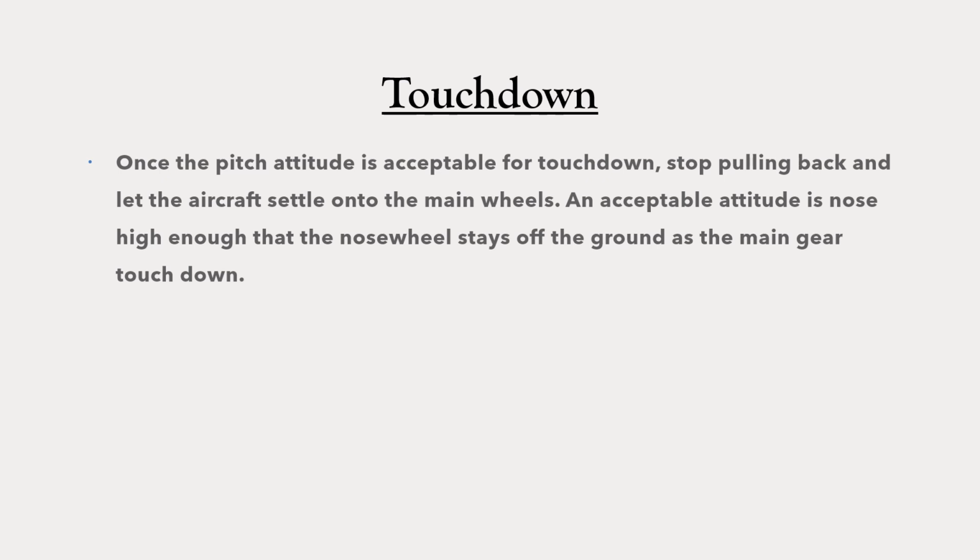So once you have a pitch attitude established that is an acceptable pitch attitude for touchdown, then you stop that gradual pulling back and you let the aircraft settle down onto the main wheels. So what do I mean by an acceptable attitude? You want it to be nose high by enough that the nose wheel is going to stay off the ground as your main gear touch down.